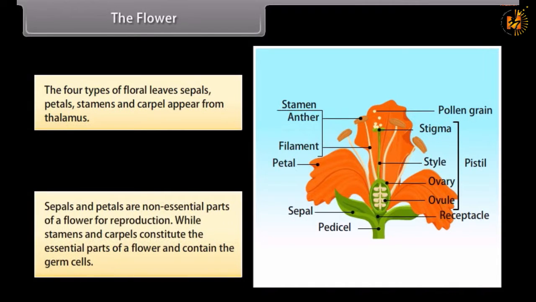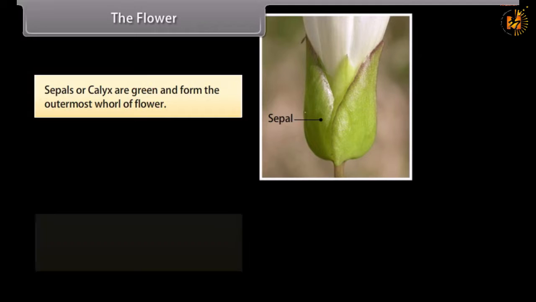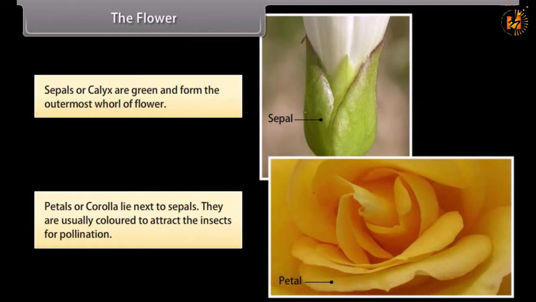Sepals and petals are non-essential parts of a flower for reproduction, while stamens and carpels constitute the essential parts of a flower and contain the germ cells. Sepals or calyx are green and form the outermost whorl of flower. Petals or corolla lie next to sepals. They are usually colored to attract the insects for pollination.